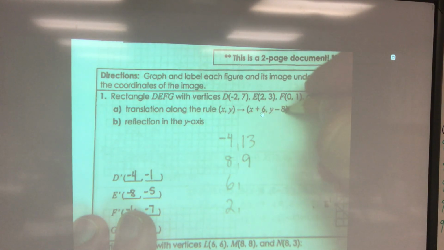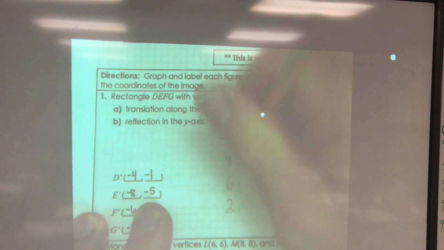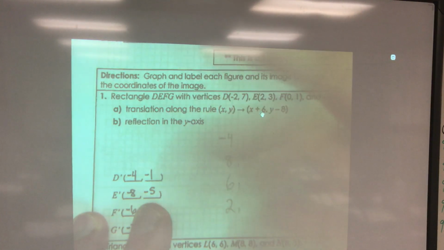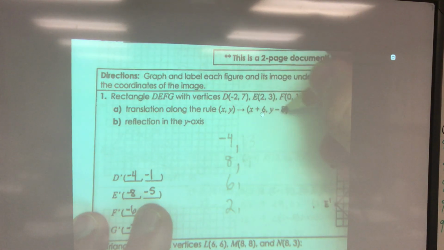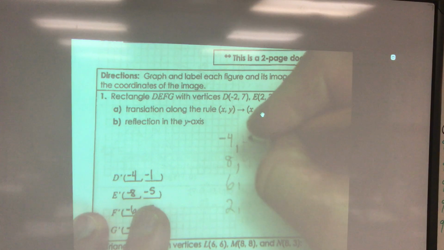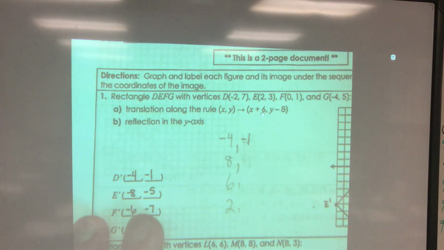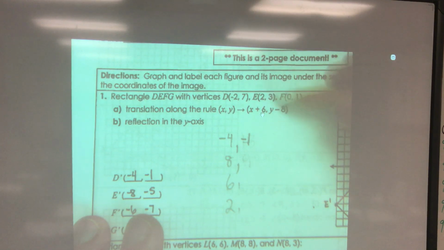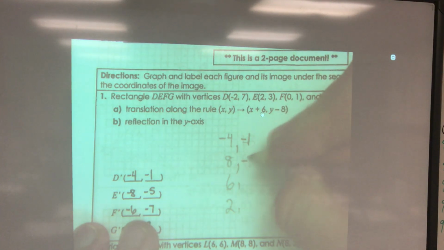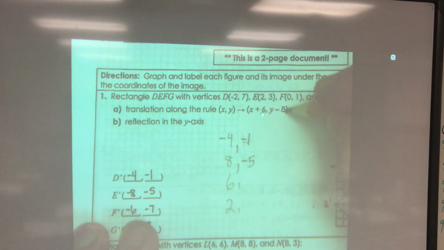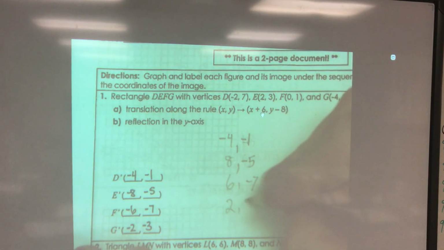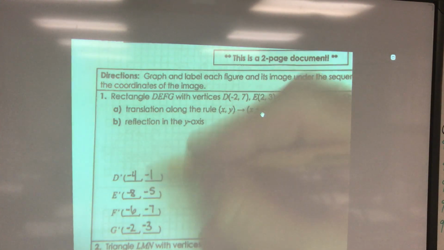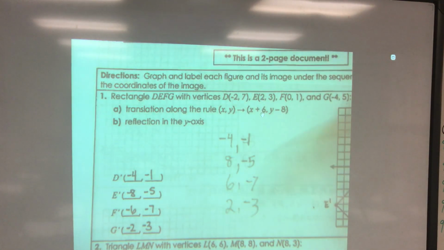I'm sorry, we should be doing minus 8. I am so terribly sorry about that. Don't know what I was thinking. So now I take 7 minus 8, and I get negative 1. And then 3 minus 8, and I get negative 5. And then 1 minus 8, I get negative 7. And 5 minus 8, I get negative 3. So here are my points right here.